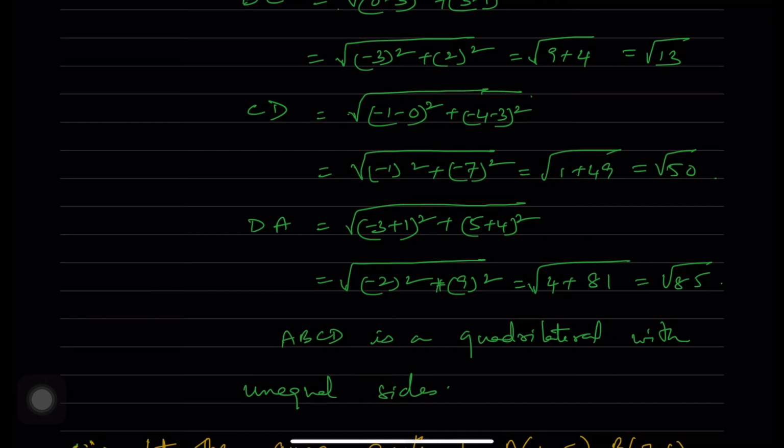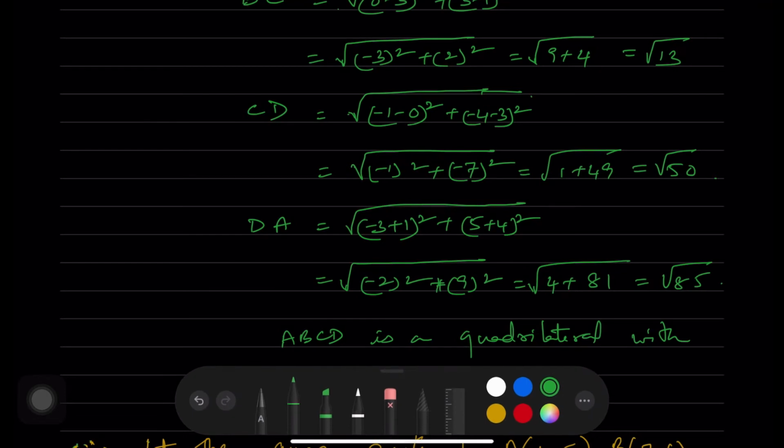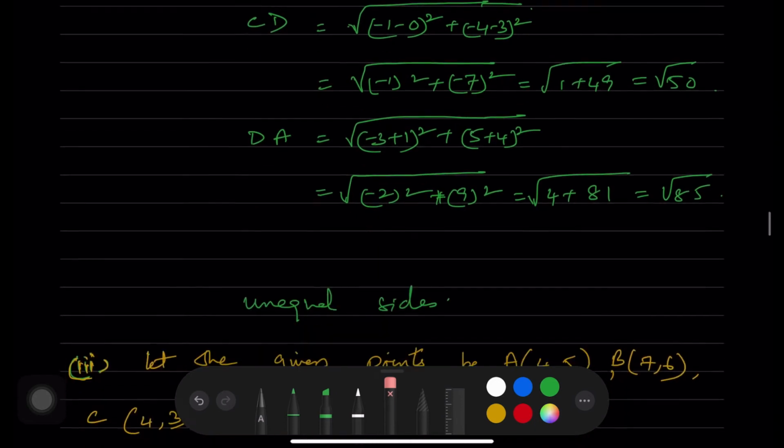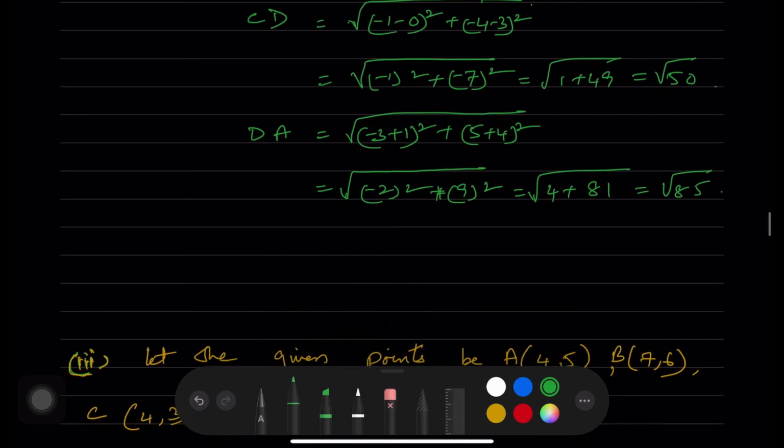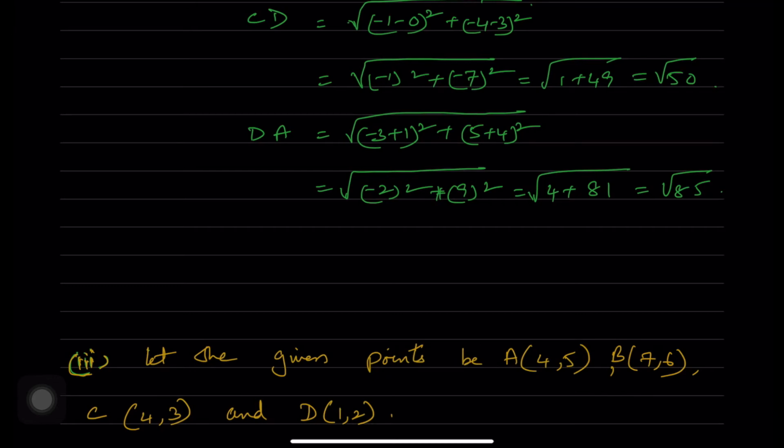Now you cannot actually form a quadrilateral with this. So ABCD is not a quadrilateral formed with this, because you don't have either opposite sides equal. Quadrilateral ABCD is not formed.